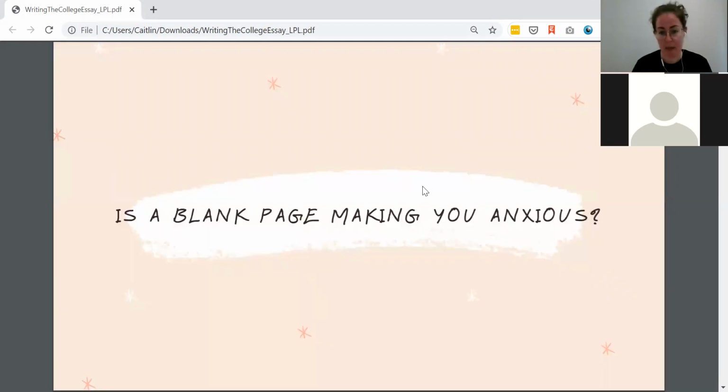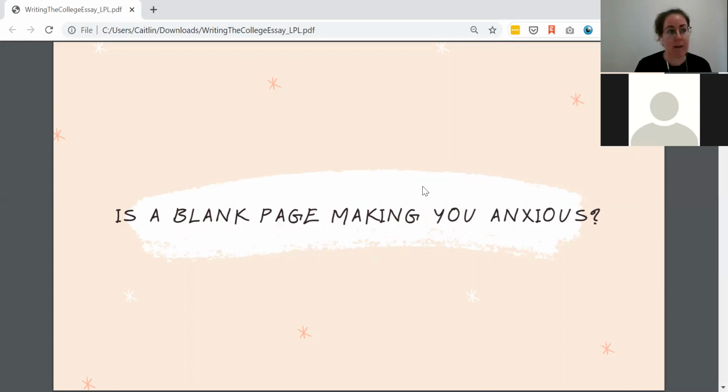Is the blank page making you anxious? Why is the college essay part of the application so scary or daunting? There's a few reasons for this. You have total control, which means you actually have a lot of freedom, which to a lot of writers is scary. You want the guardrails. You want them to tell you exactly what to write, and you can fill in the blanks instead of craft a whole narrative.